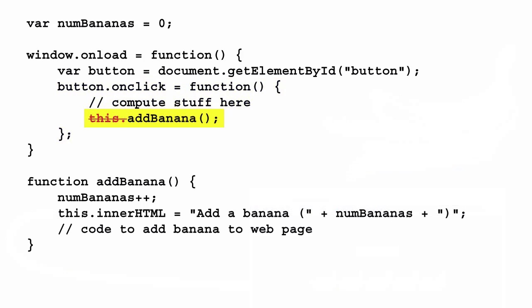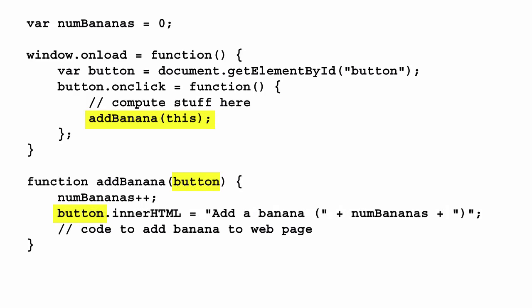Now, you might think that you can change the code in the anonymous function to call addBanana as a method of the button, but that won't work because addBanana isn't a method of the button anymore. It's just a regular function. So one solution is to pass along the value of this to the addBanana function, just like we did before, making sure that we give the parameter a name other than this, like button, and we change the code in addBanana to use that parameter name instead. There's actually another solution we can use here.